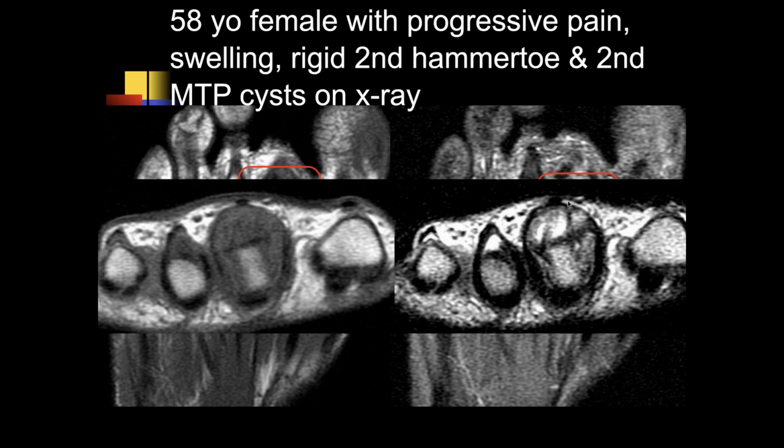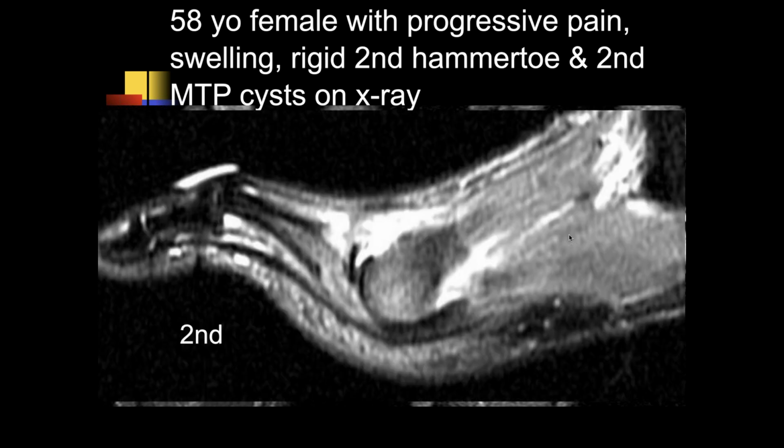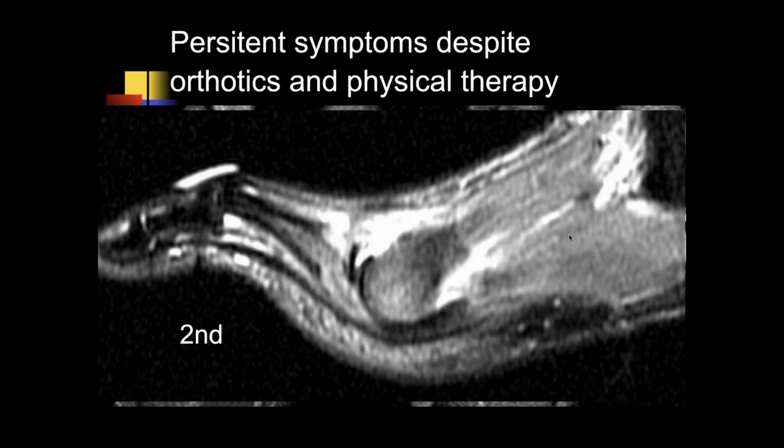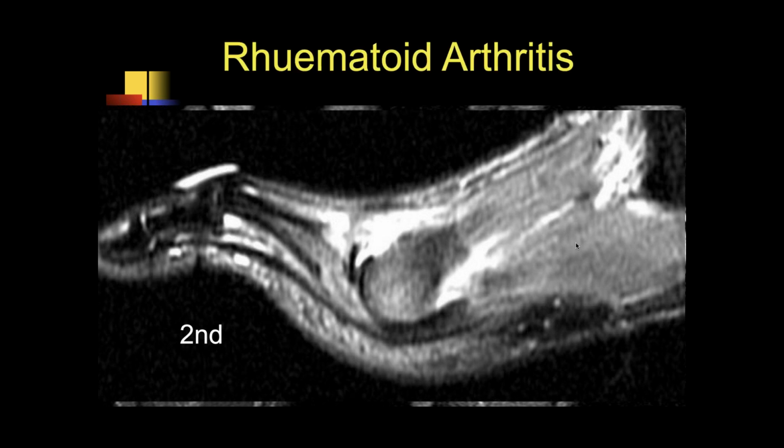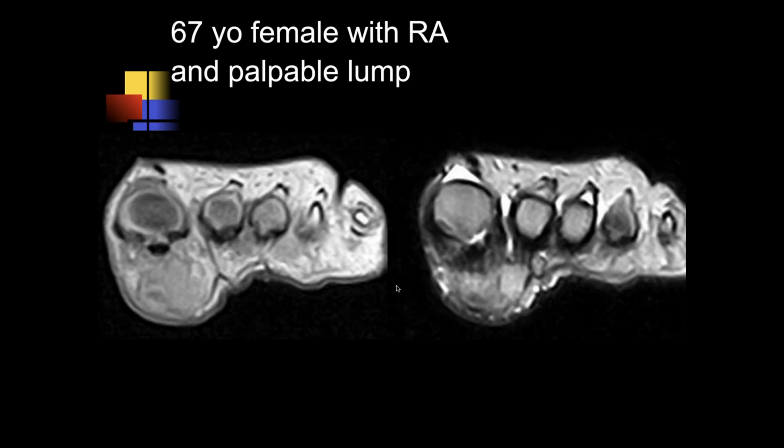Here again, we can see some synovial thickening surrounding that MTP joint. I guess this could also be rheumatoid arthritis. And her symptoms persist. Yeah, so it's rheumatoid. And here you can see the osteitis in the bones.